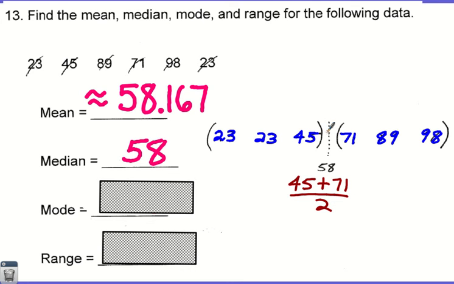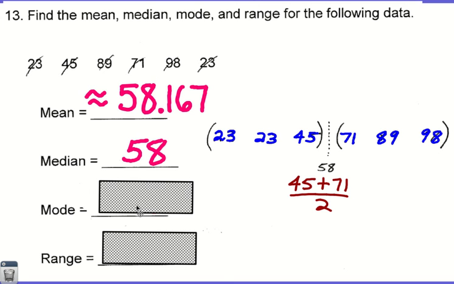But I can totally see 45 and 71 being harder. You would actually find the average of those 2 numbers by adding them up and dividing by 2. And that's where 58 comes from. 58 falls exactly in the middle of 45 and 71.